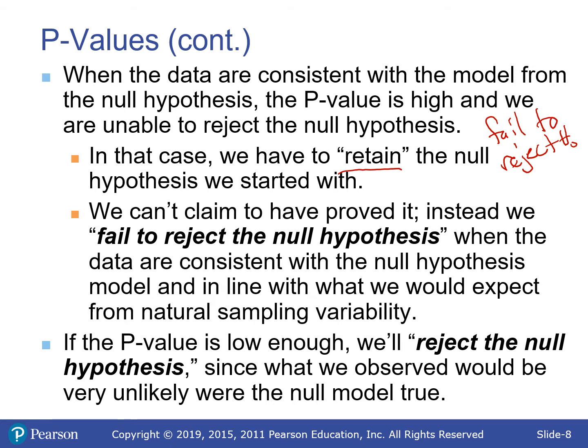So generally speaking, the goal is to reject the null hypothesis. Now, you might not want to, but that would still be the goal when you're doing it. So we can't claim to have proved it, and so there's fail to reject the null hypothesis when the data are consistent with the null hypothesis.